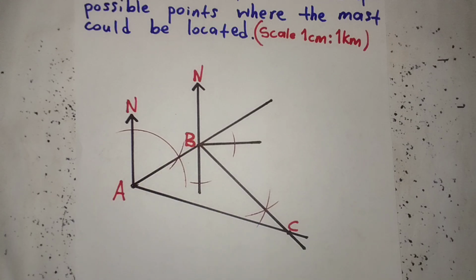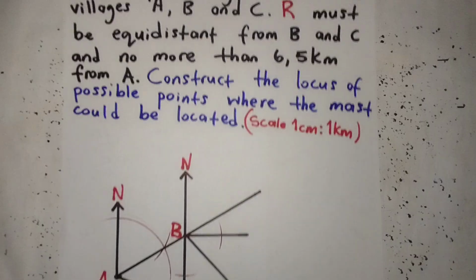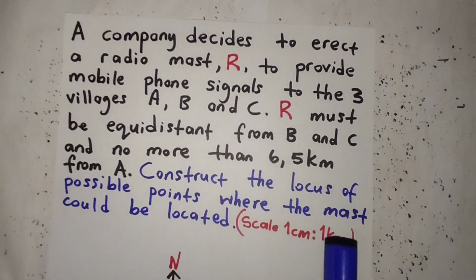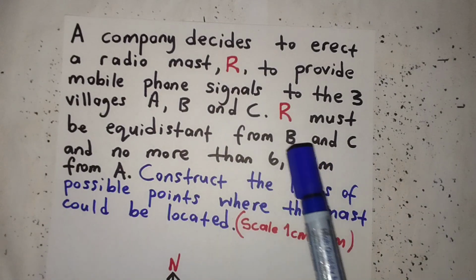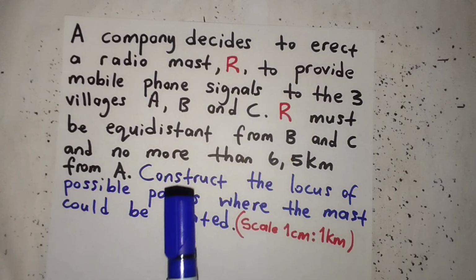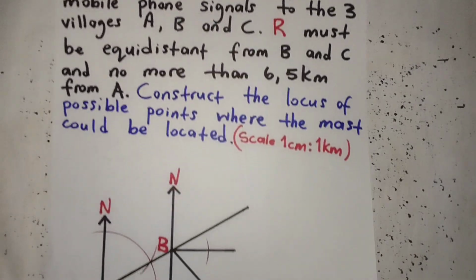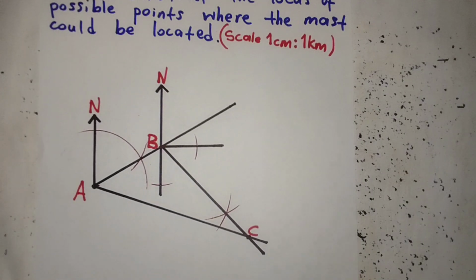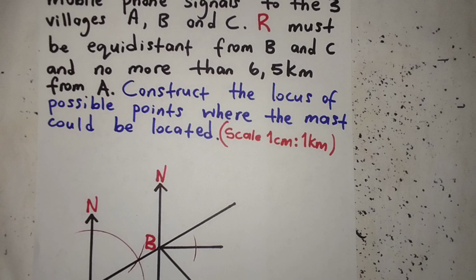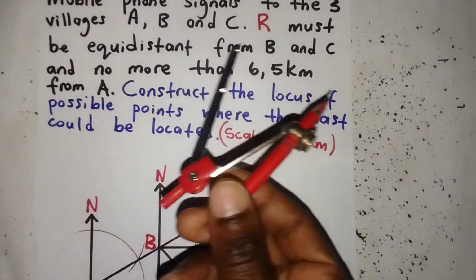So you want to construct the possible position of the mast, the radio mast, which will service these 3 villages, being guided by the following conditions. That R, which is the radio mast, be equidistant, that is equal distances from B and C, and no more than 6.5 kilometers from A, using a scale of 1 centimeter to 1 kilometer. Okay, so we are being told here that R must be equidistant from B and C.